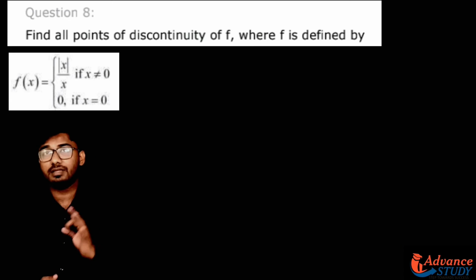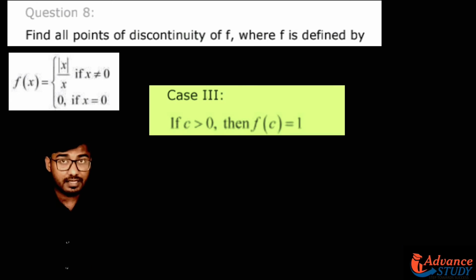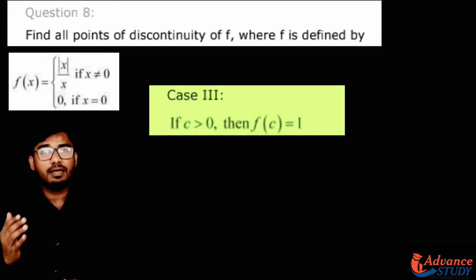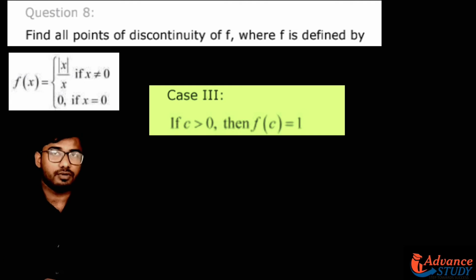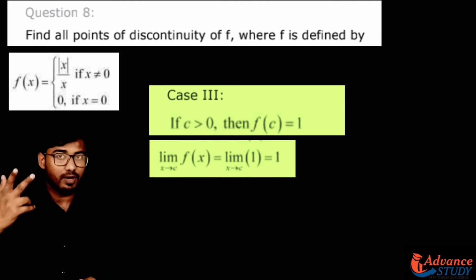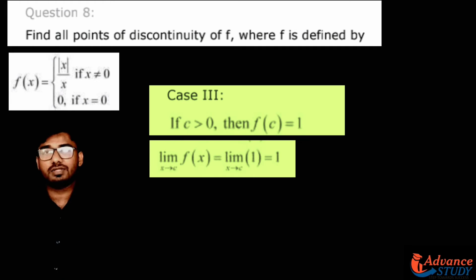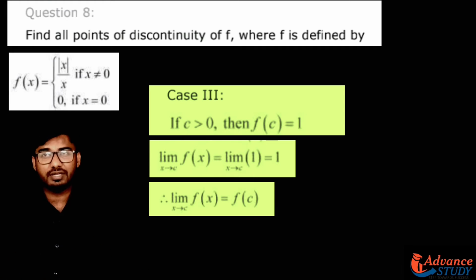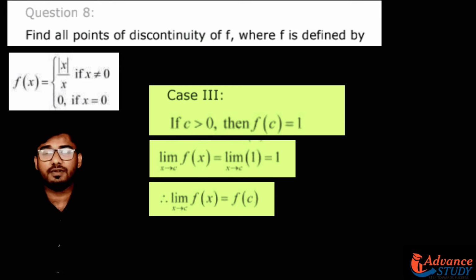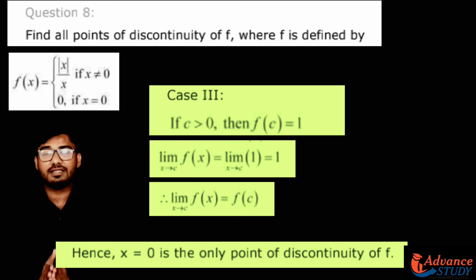Again, case number third, if x is greater than 0, then the function f(c) is equal to 1, because mod x by x, or x upon x, is equal to 1. So limit x tends to c of the function equals limit x tends to c of 1, the answer will become 1. So limit x tends to c, f(x) is equal to f(c), it is a continuous function. Hence x is equal to 0 is the only point of discontinuity.